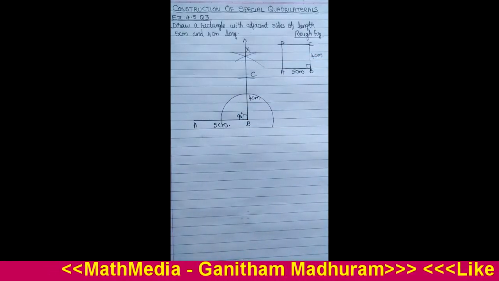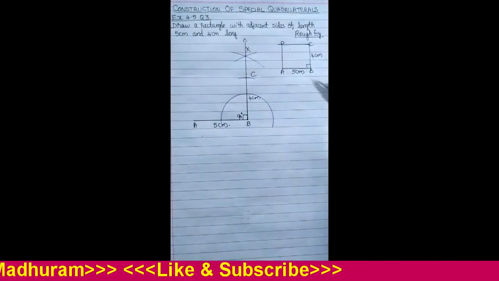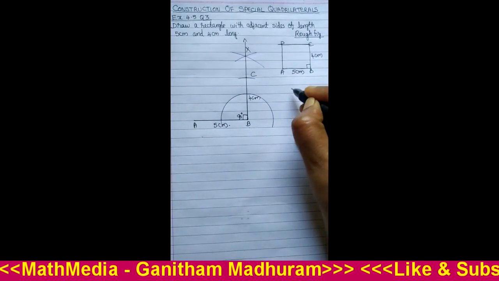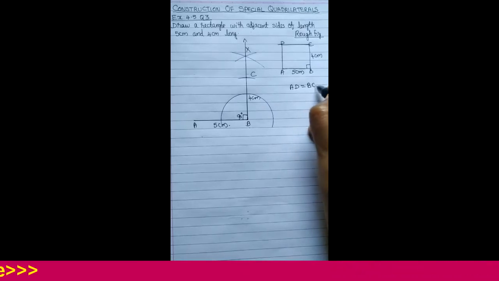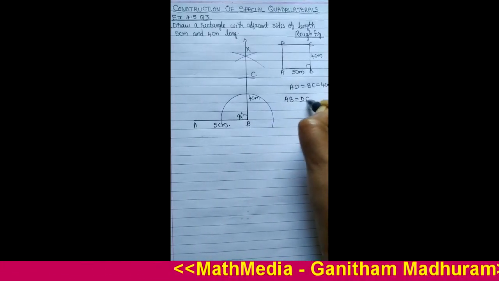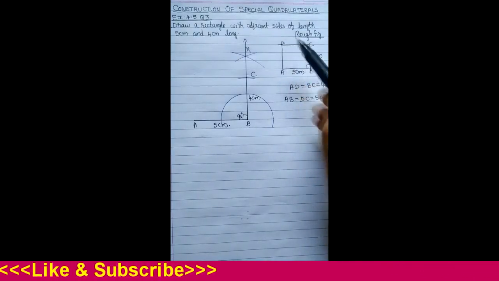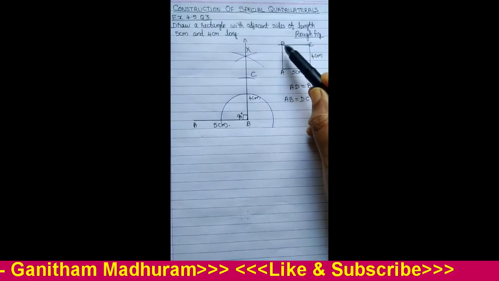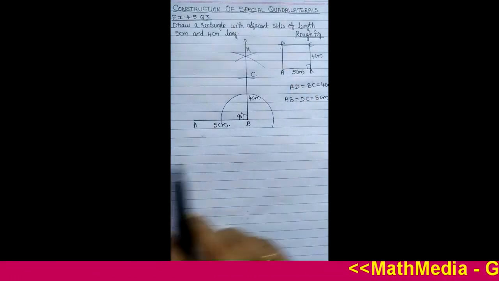Now we want to get the point D. We know that in a rectangle opposite sides are of equal length. So AD equal to BC equal to 4 cm. Similarly, AB equal to DC equal to 5 cm. So the point D lies 4 cm away from A and 5 cm away from C.